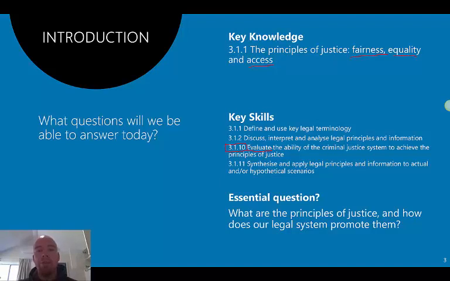Obviously, for those who aren't aware, and we'll cover it later on, evaluating requires us to look at the positives and negatives, and then come to a value judgment on how good something is. So effectively, at the end of this unit, we will have to look at our criminal justice system and decide whether it actually achieves the principles of justice or not. So we'll need to know things in our criminal justice system that help us achieve the principles of justice, and things that don't help us achieve it. But obviously, the starting point is we need to know what they are, hence our essential question today. What are the principles of justice, and how does our legal system promote them?